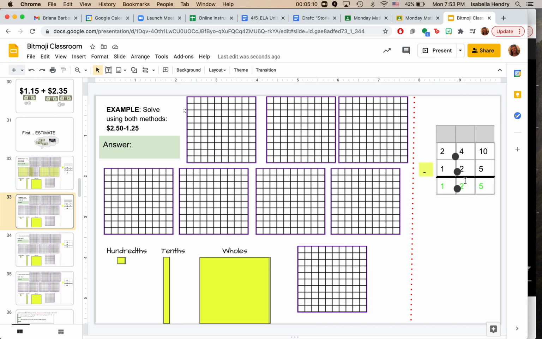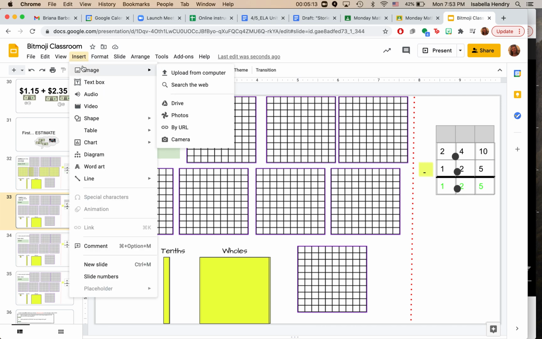Now, if using this grid seems really annoying, remember, just do it on paper and take a photo. Put your photo right here.